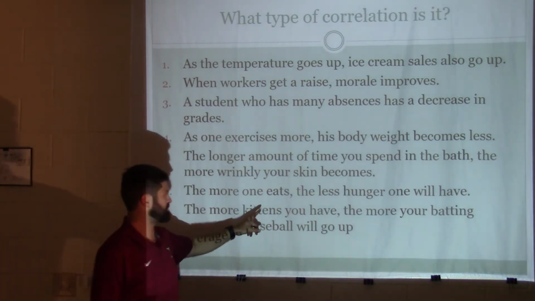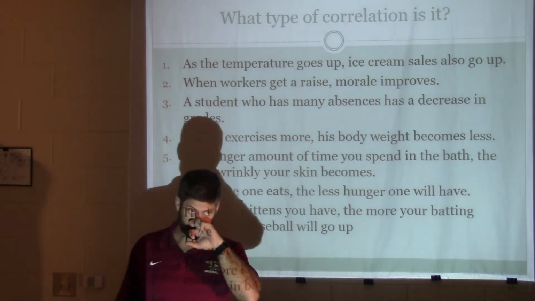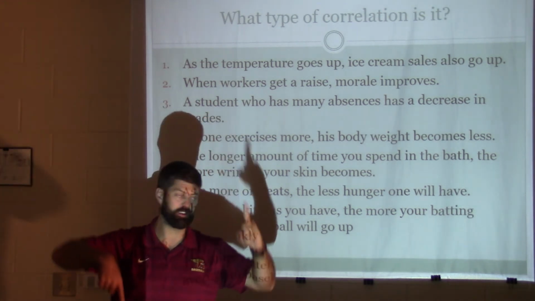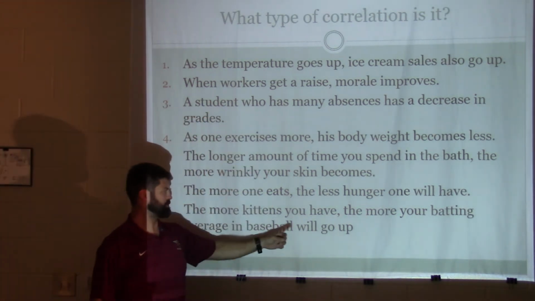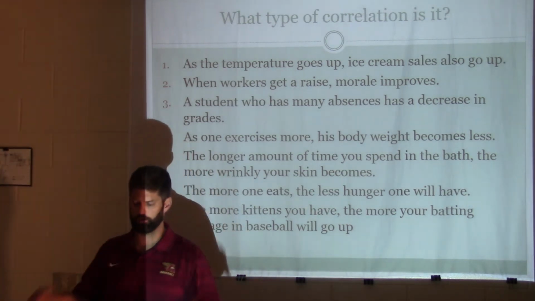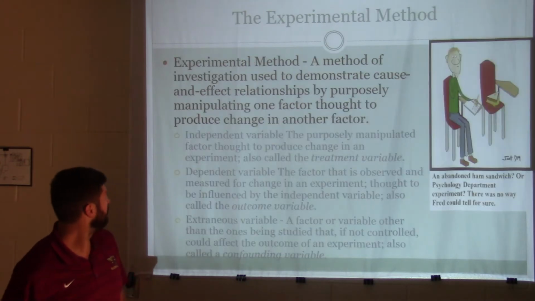The more one eats, the less hunger one will have. Okay? Eating, hunger, negative. The more kittens you have, the more your batting average in baseball will go up. Zero correlation, unless you're super superstitious, just like me.